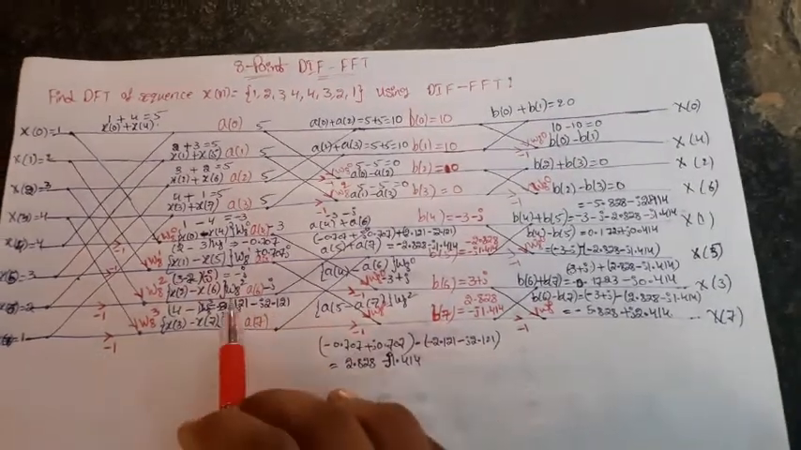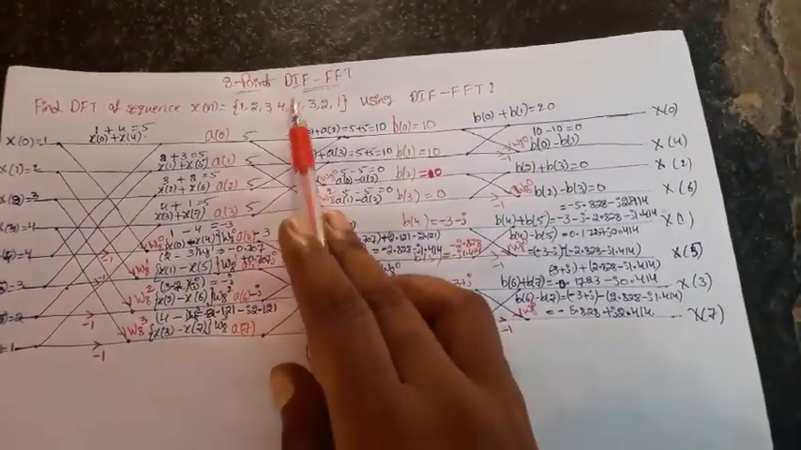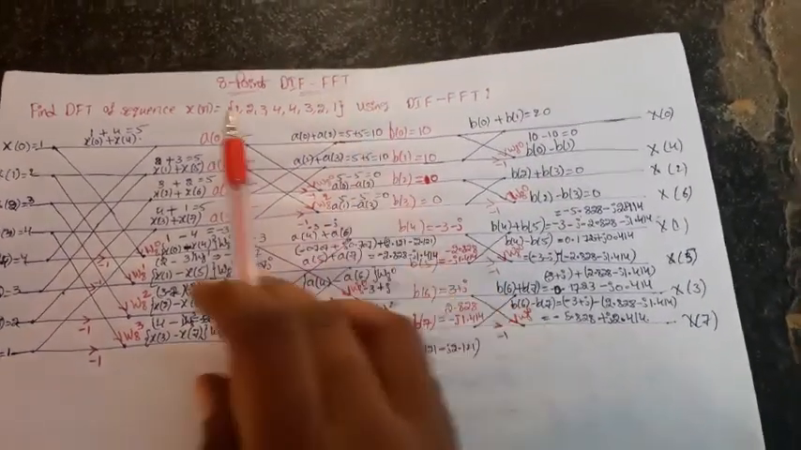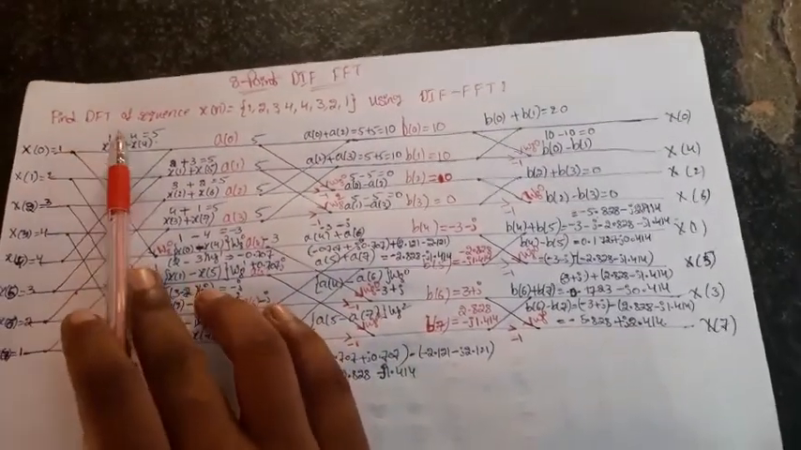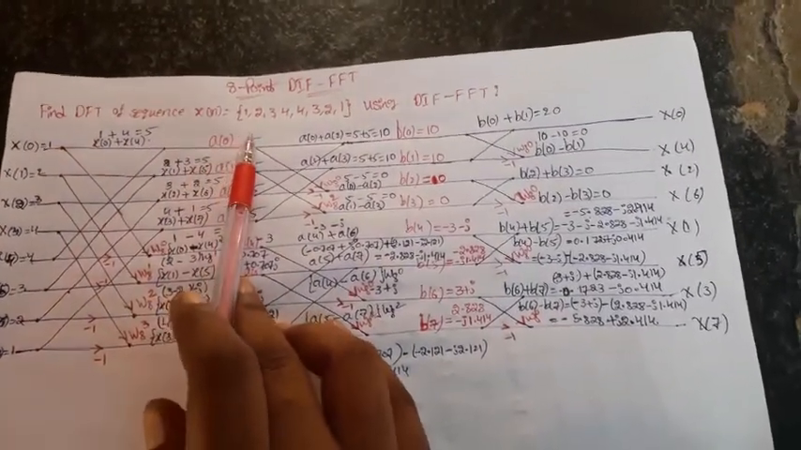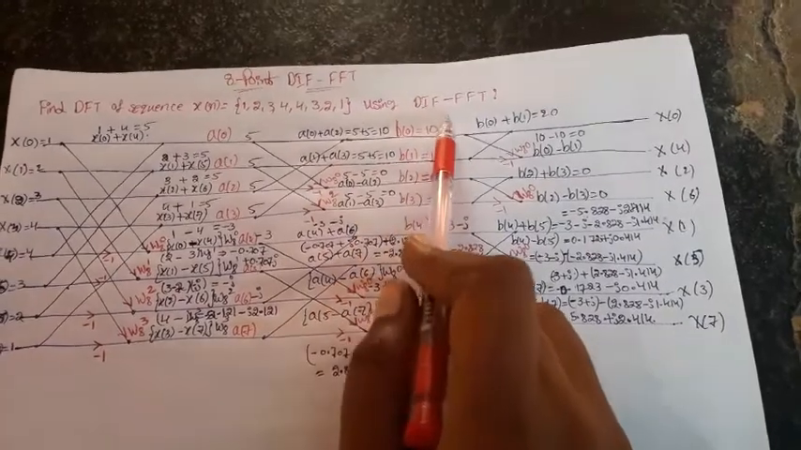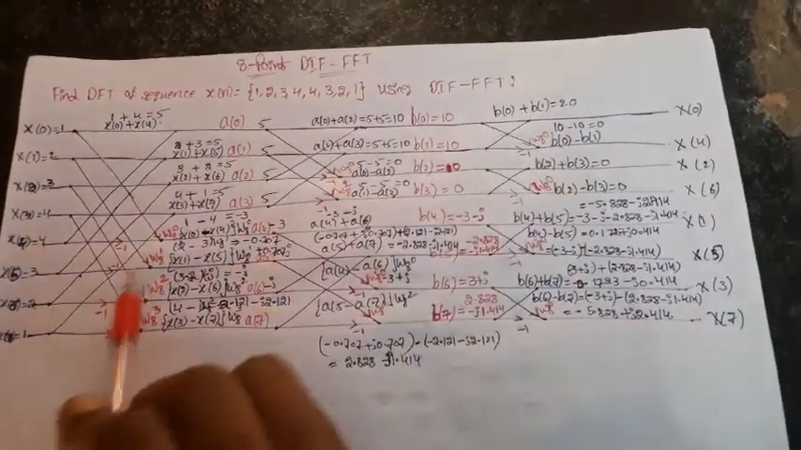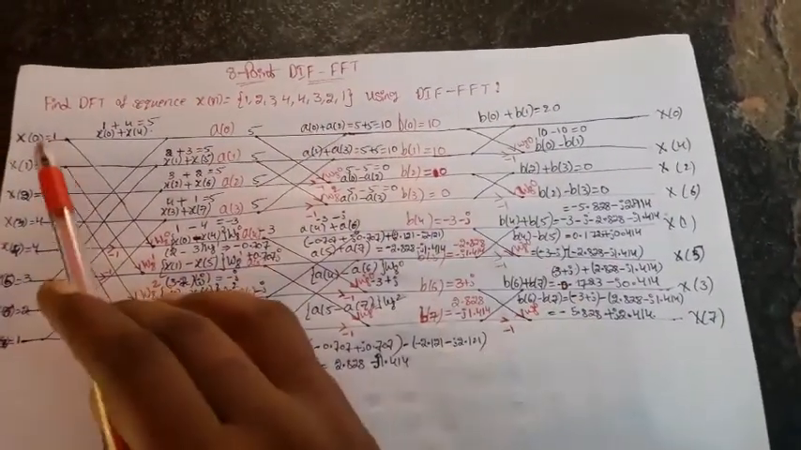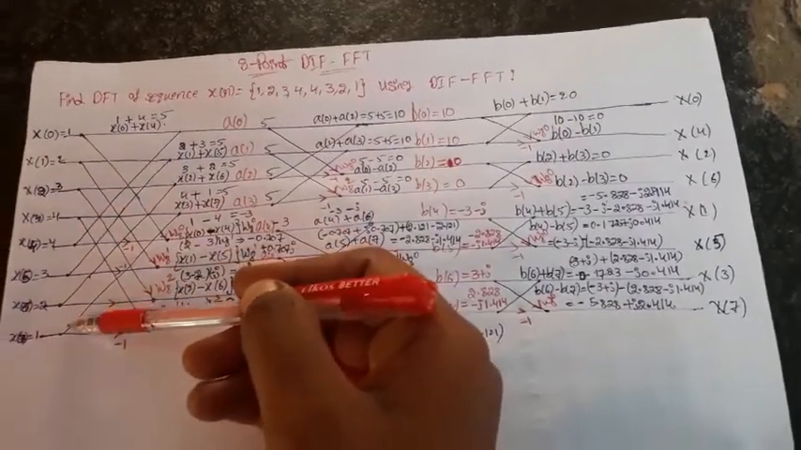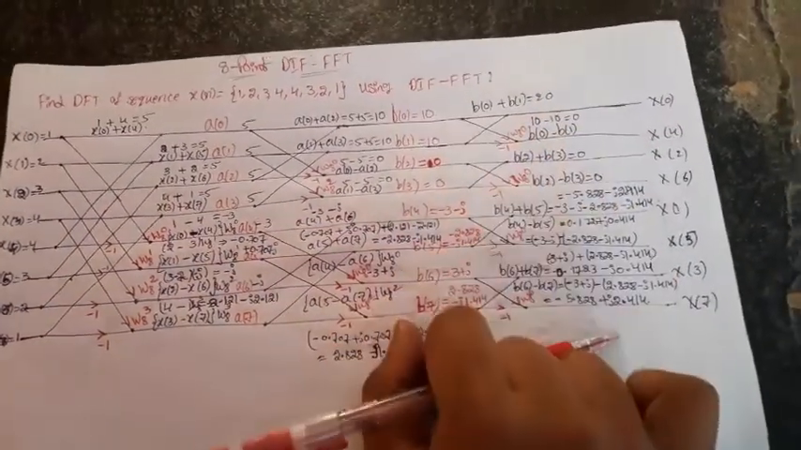Hello everyone, today we will discuss the 8-point DIF FFT method. Find the DFT of the sequence x of n using the DIF FFT method. Here, DIF means inputs are in natural order and outputs are in bit reversal order.